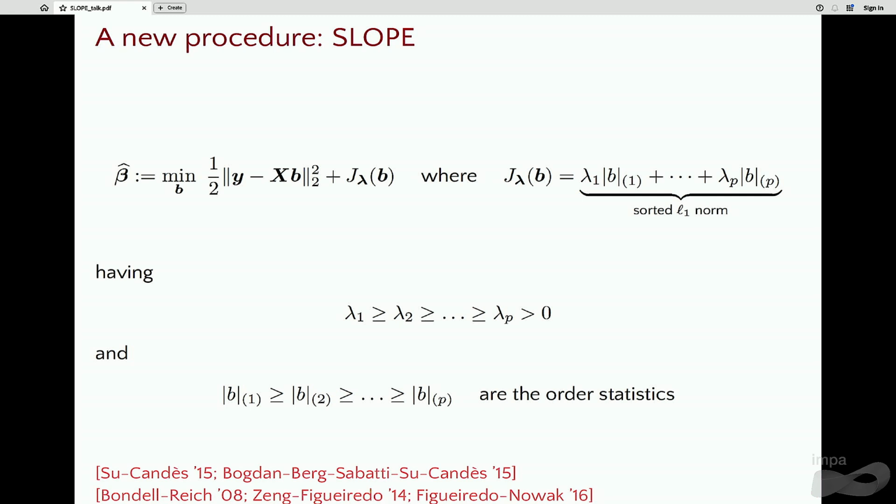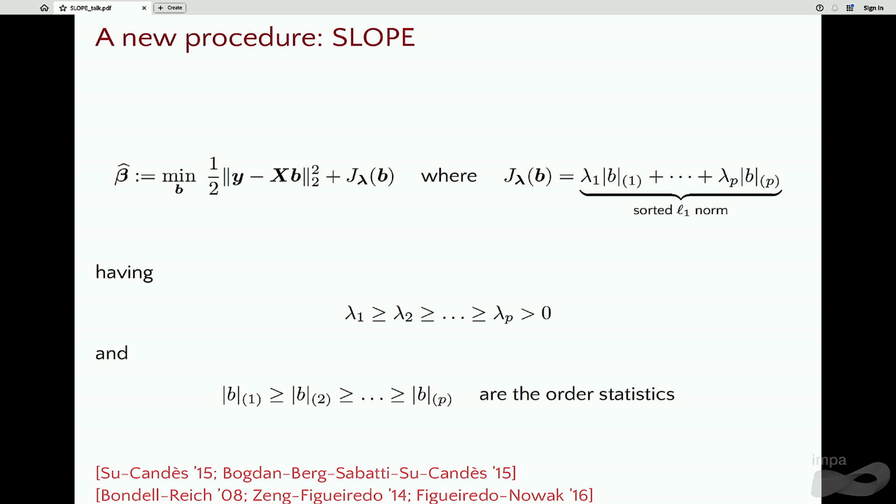So why would we do this? Well, there are a few motivations. One I mentioned is that with the lasso, in order to optimize that lambda, you need to rely on things you don't know. Here, this is more adaptive. It in some sense adapts to the data in a way to give the regularization.